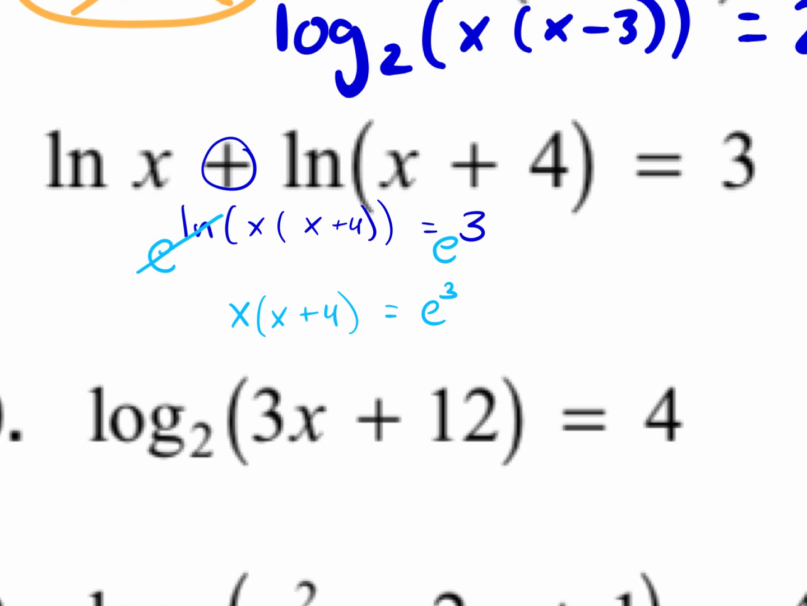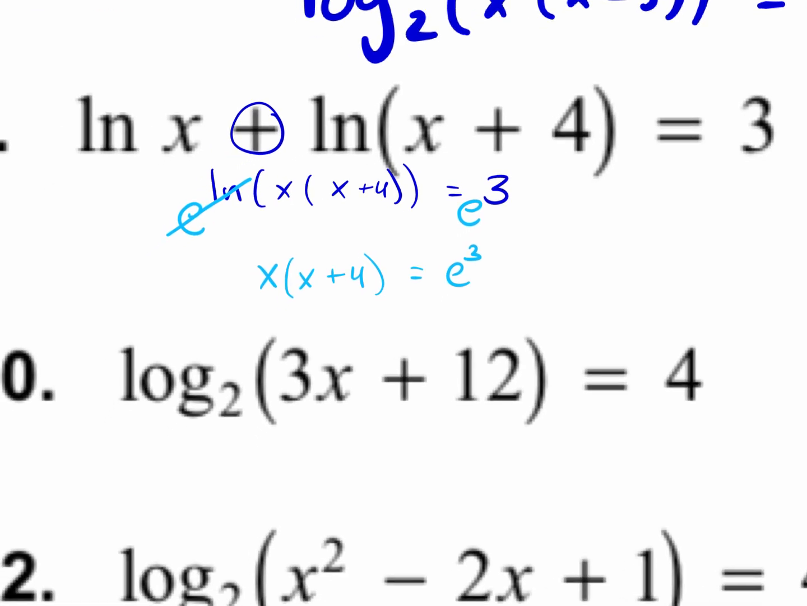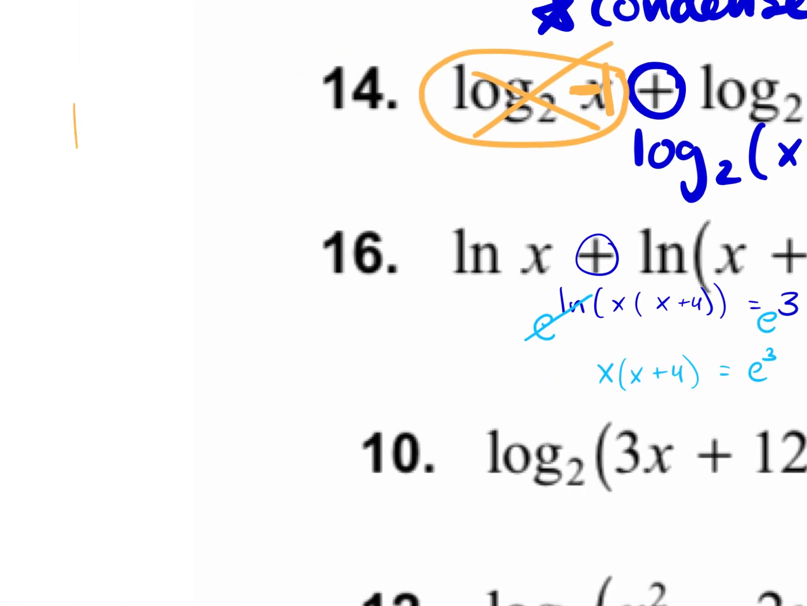I'm pretty sure this one doesn't factor, so just let me double check the answer, but you guys can stop here. So this one you don't need to finish. Just it's important to know that ln is log base e. So ln is the same thing as saying log with base e.